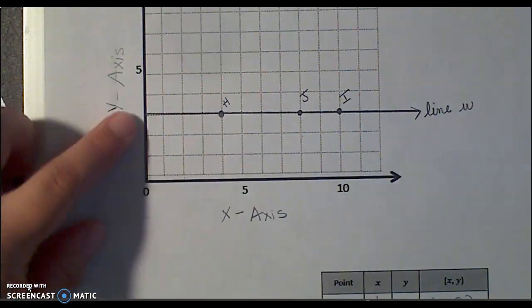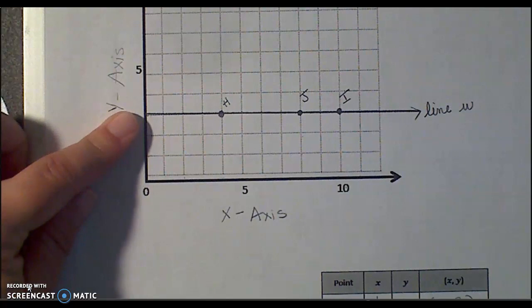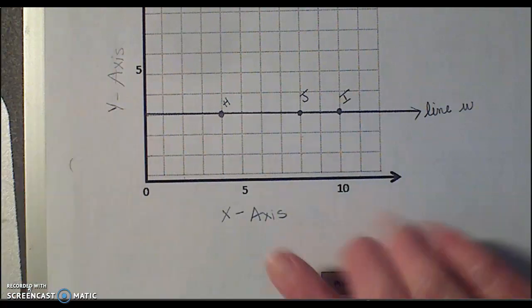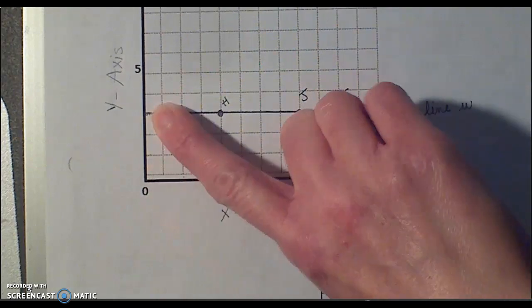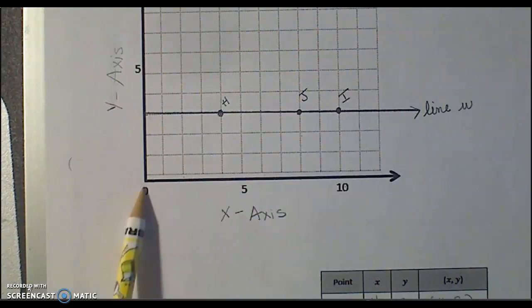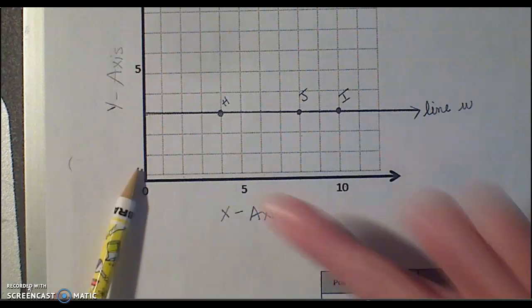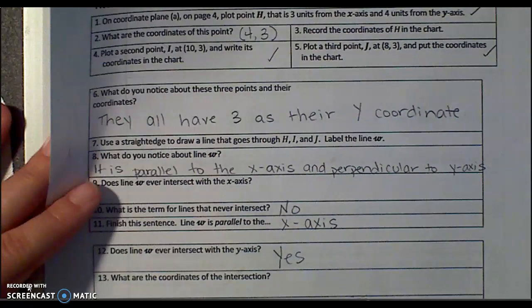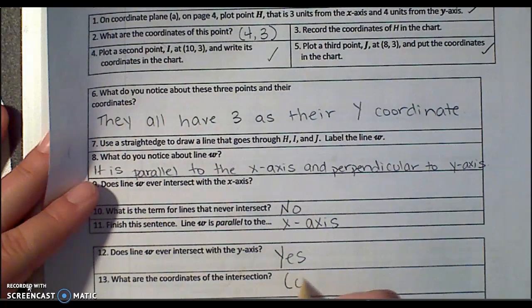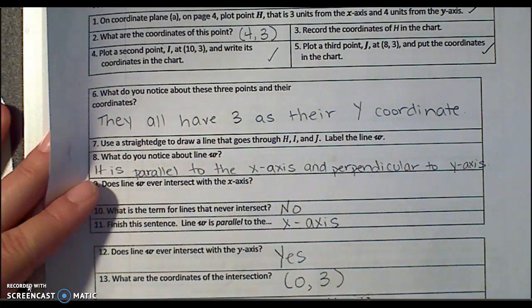The next question says, what are the coordinates of the intersection? Miss Purdy, can you help me find these coordinates? Well, the first coordinate would be, we would look for the x-axis on the x-axis, but it doesn't go anywhere, so that would be 0. And then our y-coordinate would be? 1, 2, 3. 3. So the coordinates of the intersection are 0, 3.